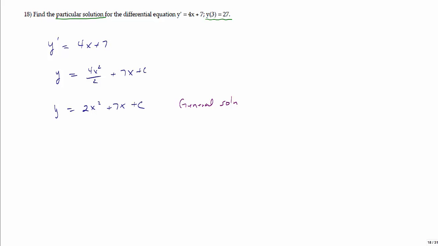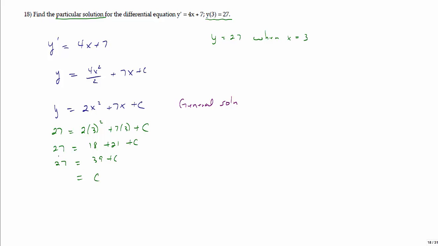So notice that y of 3 is equal to 27. So y is equal to 27 when x is equal to 3. So I'm going to plug that in here. So I have 27 is equal to 2 times my x is 3, so 3 squared plus 7 times 3 plus c. Now solve this for c. So 27 equals 3 squared is 9 times my 2, so I get 18 plus 21 plus c. And this will give me 39 plus c. And then subtracting 39 from both sides, we'll end up with c is equal to negative 12.